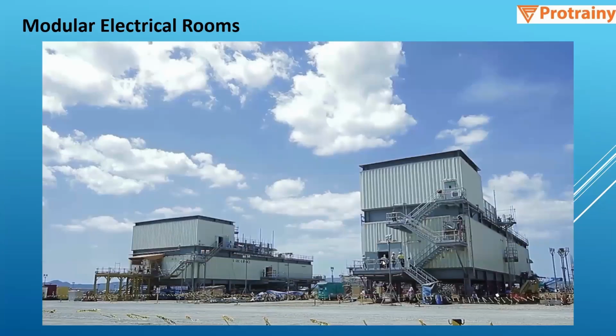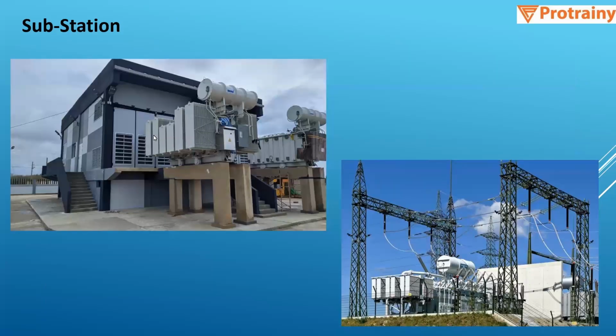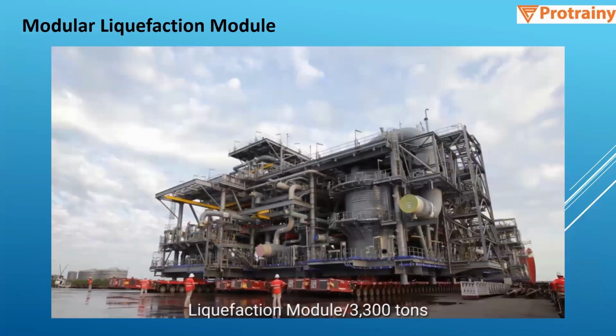Then we have these modular electrical rooms. So these are fabricated at the vendor facility, and then it is brought using the trailers at site, and then it is fitted over there. And all the electrical equipments will be installed in this electrical room. These are a mini substation. So this is also a substation at site. So this is a modular liquefaction module.